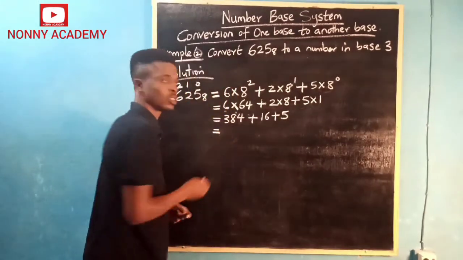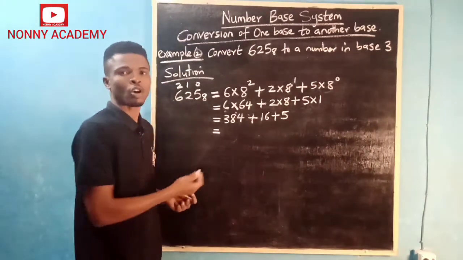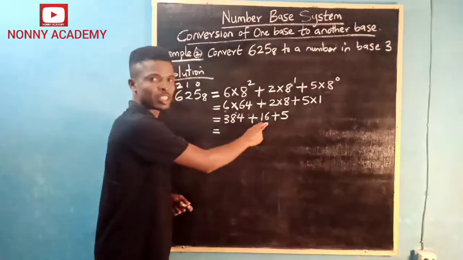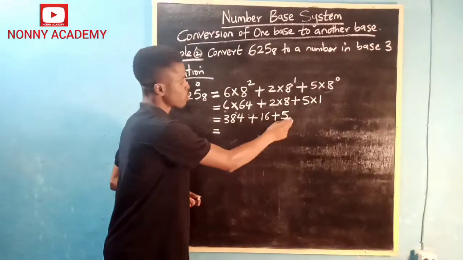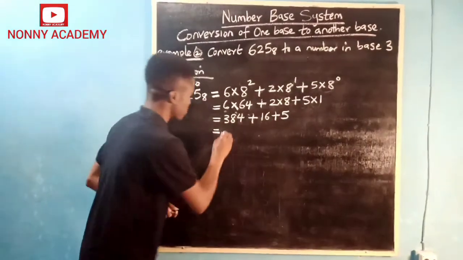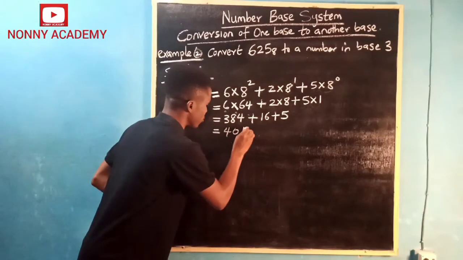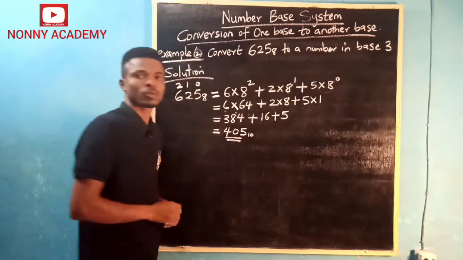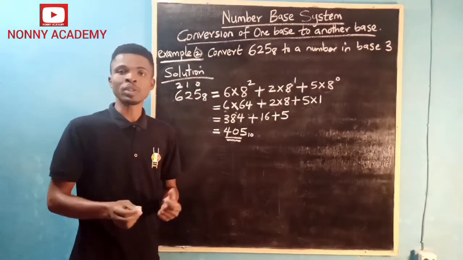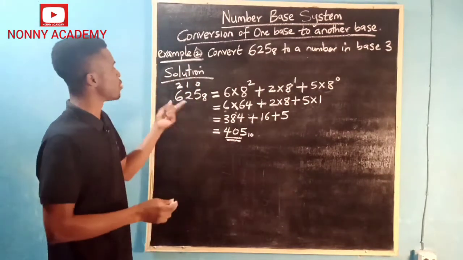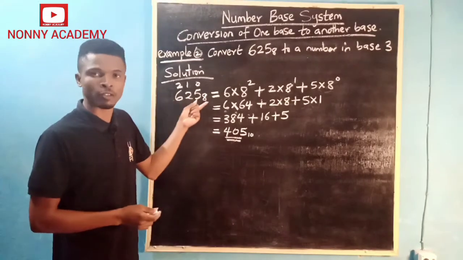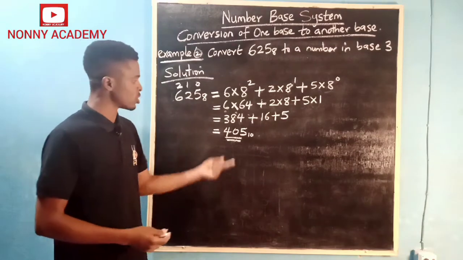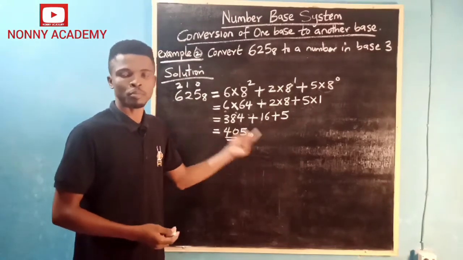Then the next thing I will do is to add up all the values together. 384 plus 16 is 400, plus 5 is 405. Then we have 405, and I'll put my base 10. Now I have successfully completed the first step, that is converting the number 625 from base 8 to a number in base 10, which is 405 base 10.